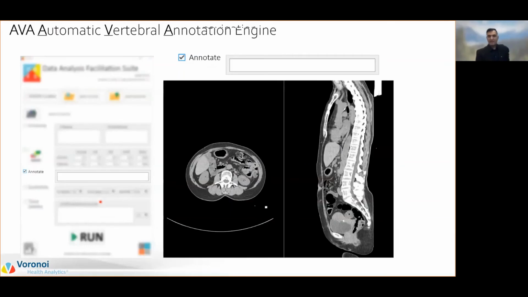The AVA, the Automatic Vertebral Annotation Engine, is the annotator tool. And now if you want DAS to annotate your vertebral landmarks, while you're running DAS, you select the annotation box.